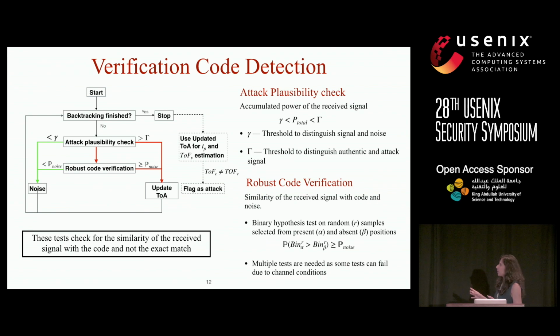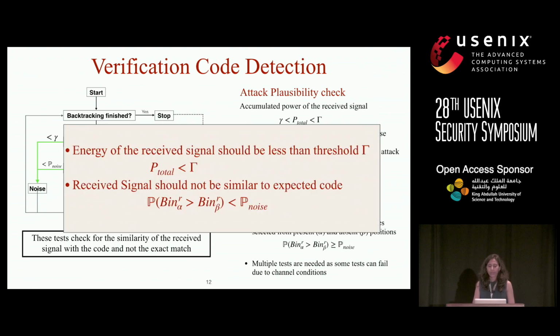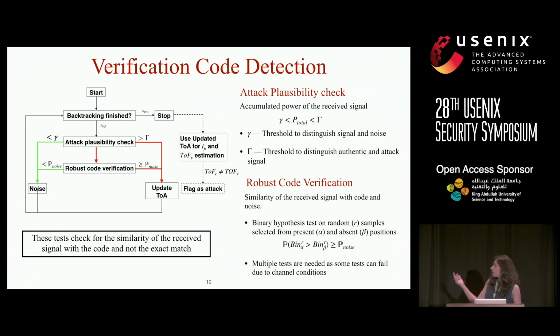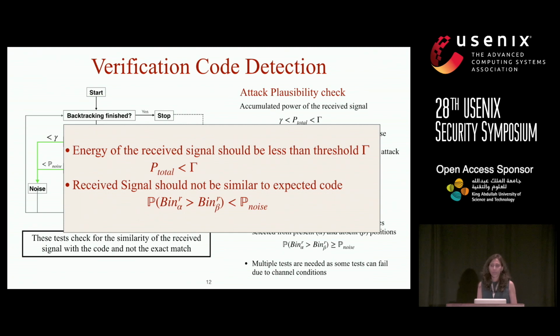So this is what we do at the receiver. I will not go into this complex way of doing it. Just look at the takeaway we have here. The total energy we are receiving should be less than a certain threshold, and this signal should not be similar to the expected code, and then only can the attacker win. Because if the attacker adds too much energy into the channel, we are saying that this signal will not be used for time of arrival estimation, and if the signal is similar to the code, then we will obviously use it for time of flight estimation.